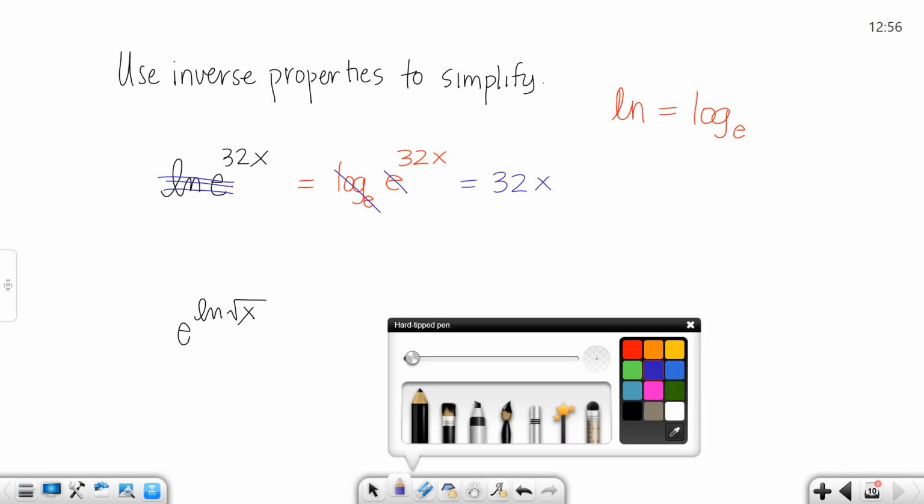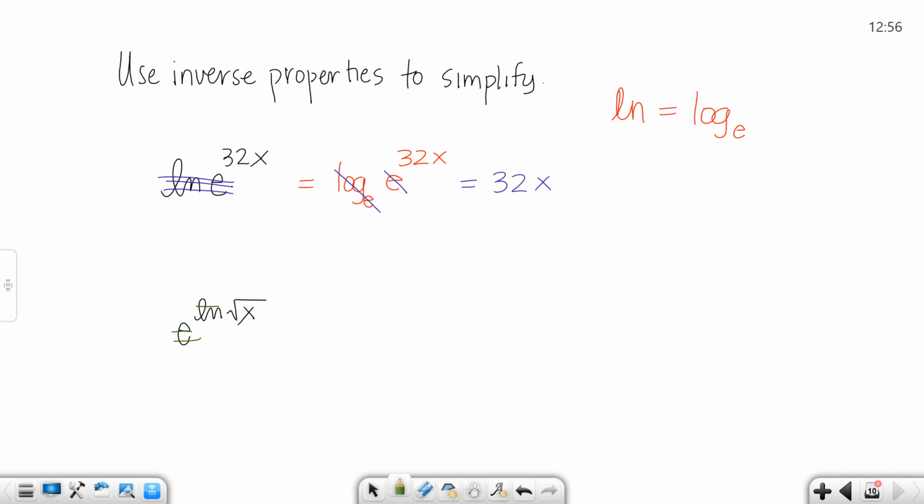Now it also works the other way. If you have an e to the ln power, that also crosses out and just leaves you with the square root of x. And that's how that one would look. E and ln cancel one another out.